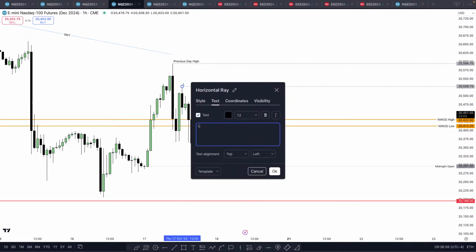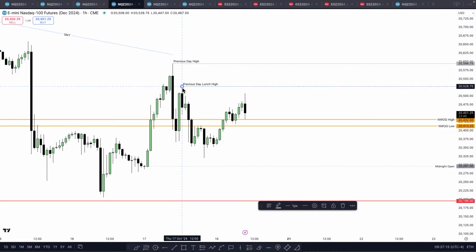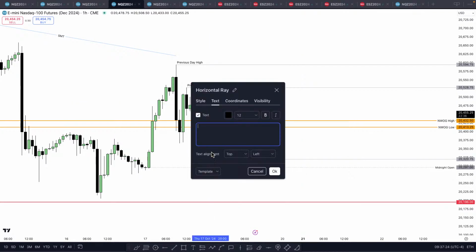But at the moment, you can see this is yesterday's lunch high. So I'm looking for session highs, okay? Previous day high, this was the high of Thursday's daily candle, so yesterday, October 17th. And then within that daily candle, we have these more refined sessions, these micro sessions. Lunch high at 20,528.75. Okay. And this is Asia low.